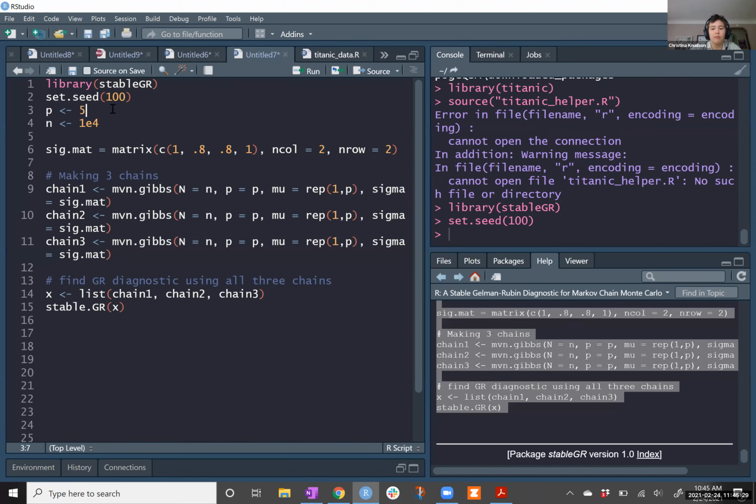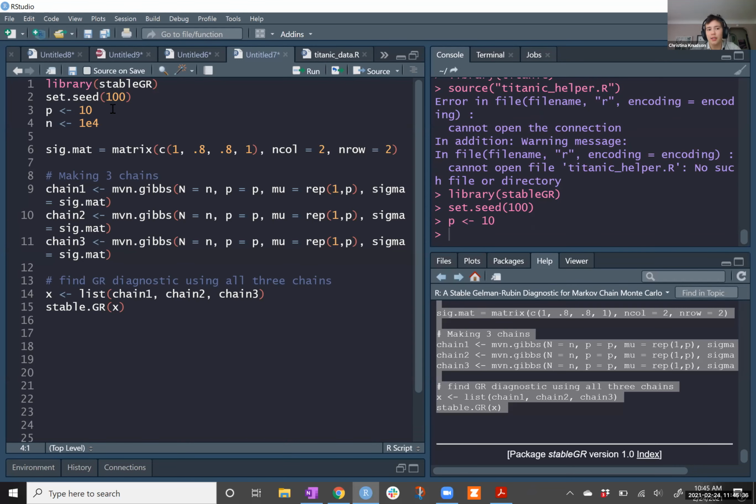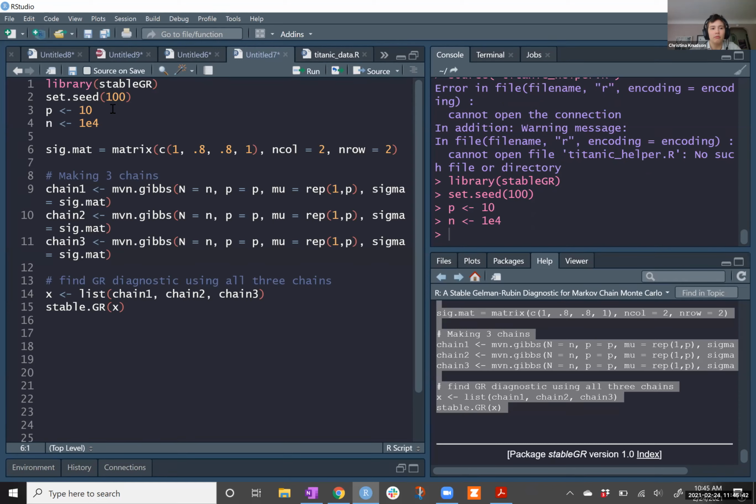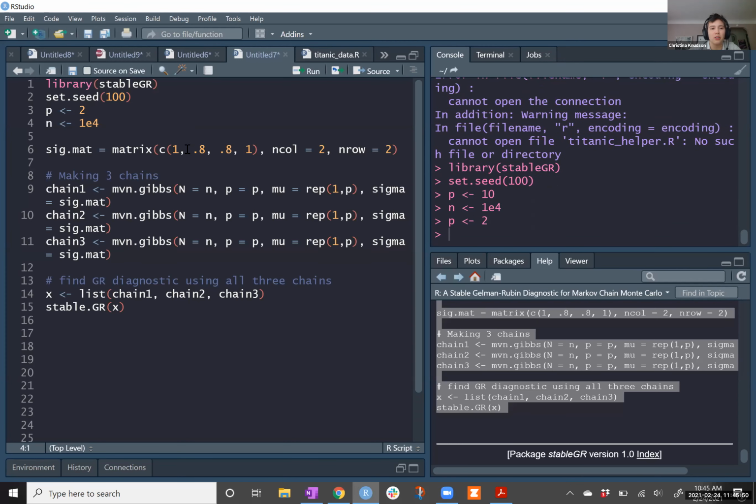Maybe like 5 components. Well, okay, let's make it 10 components. And then we chose a sample size of whatever you want it to be. Let's just do 1E4 for now. And then a matrix. I just changed this to, let's go back to 2 because I already have a matrix set up for 2 parameters, for 2 coefficients, or for 2 components.